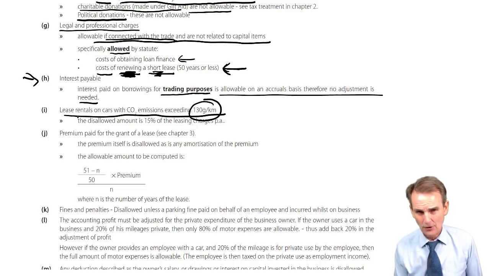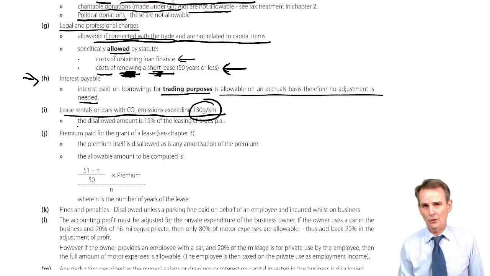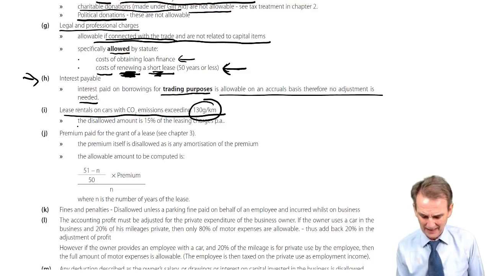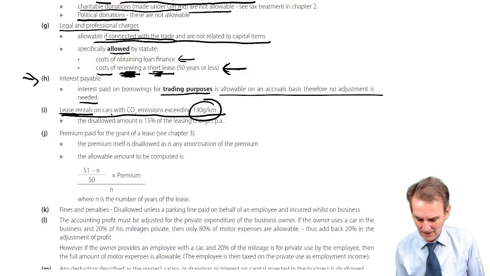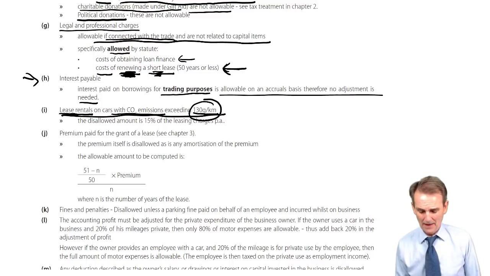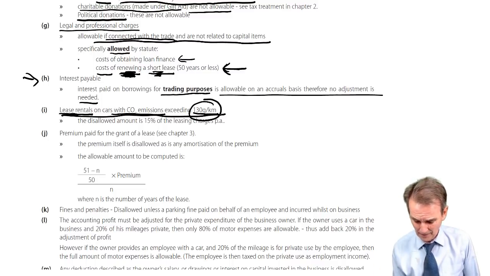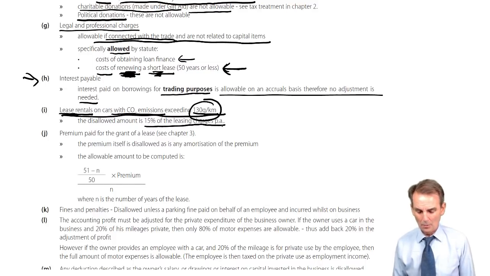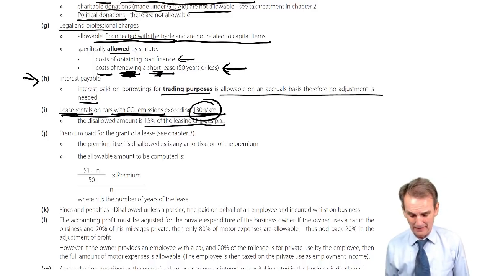Now here, if instead of buying a car for your use within the business, it is instead a lease rental, then if those CO2 emissions on that car exceed 130 grams per kilometre, then there is a disallowance, but it's a standard disallowance. 15% of the leasing charges there will be added back.